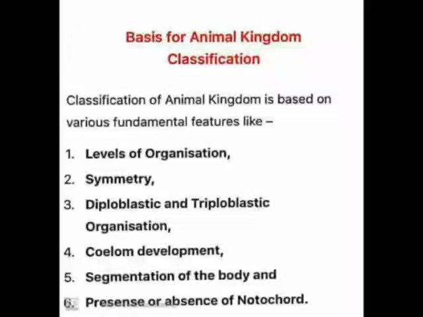So first of all, if we talk about level of organization, although all the animals are multicellular, they do not have the same pattern of organization of cells. For example, poriferans have only cellular level of organization. They do not have tissues or organs.